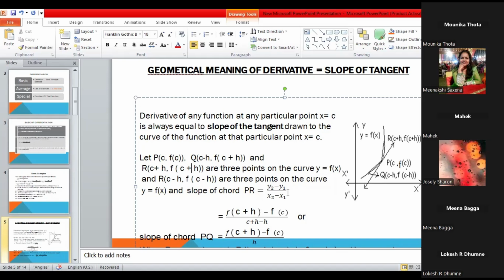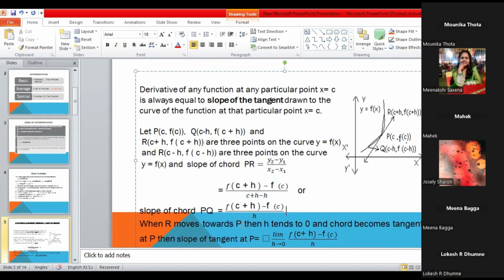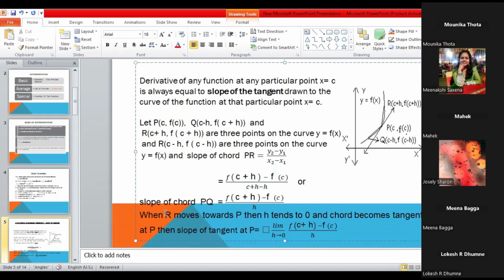And the slope of this chord is y2 minus y1 upon x2 minus x1. So it comes f(c plus h) minus f(c) upon c plus h minus c, which comes as simply h in the denominator. Please explain this is a slope of chord, not a slope of tangent. So firstly, we take a chord and later on, when we consider R moves towards P, then h tends to 0. Then this chord PR becomes a tangent at P.